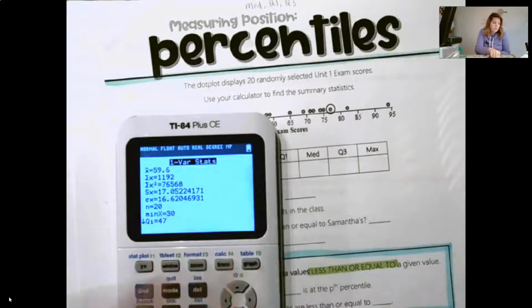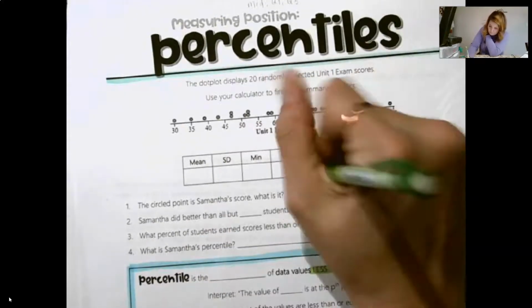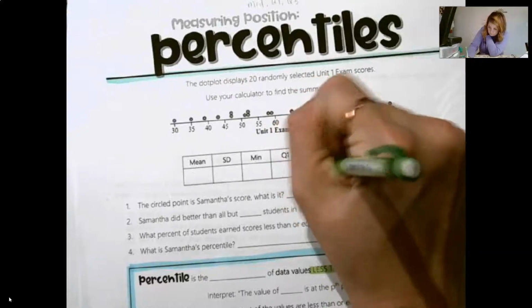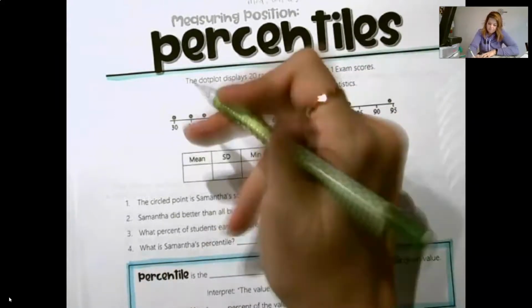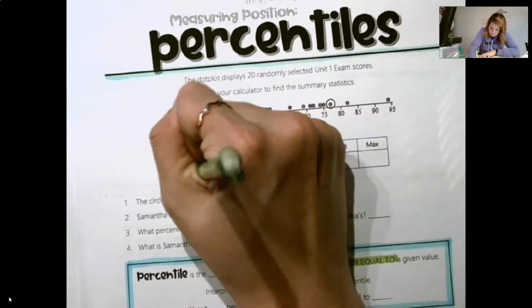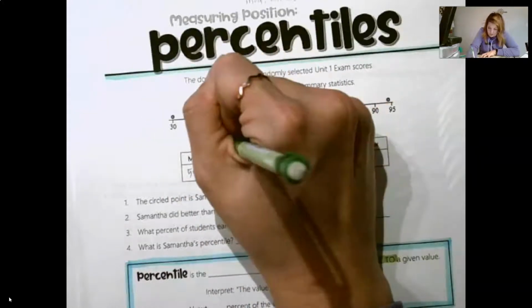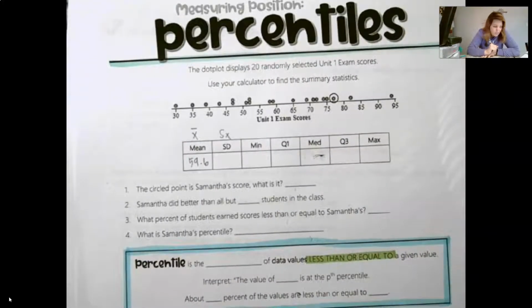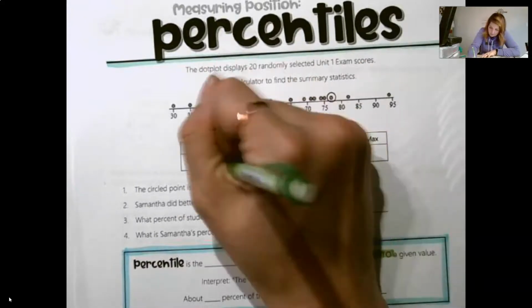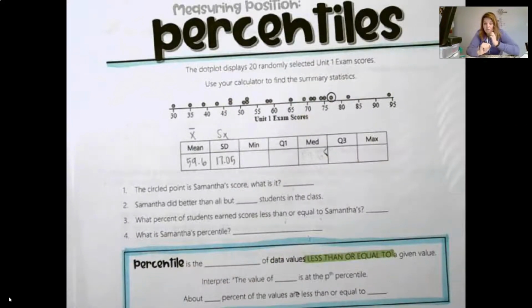The mean, or x bar, is 59.6. Oops, sorry, I don't know why I filled that in as median. Our standard deviation is Sx. So I'm getting 17.05. You could leave it at 17 if you would prefer.